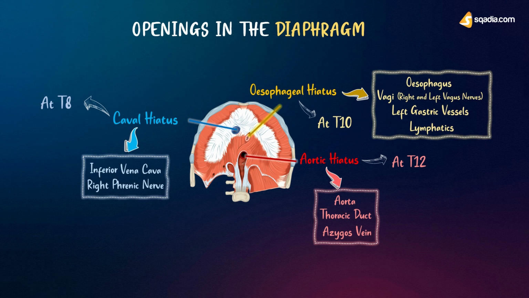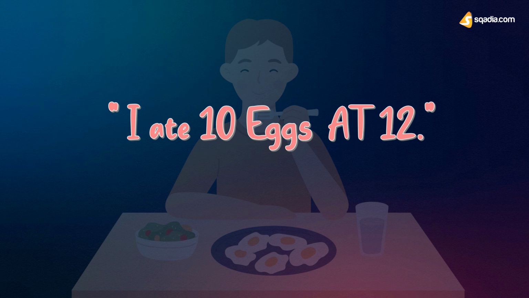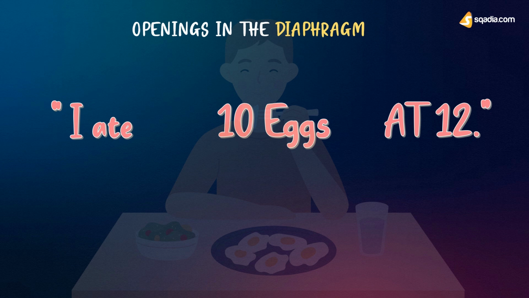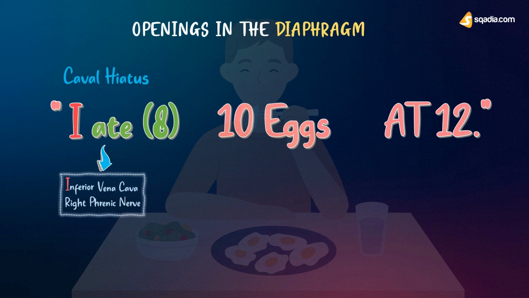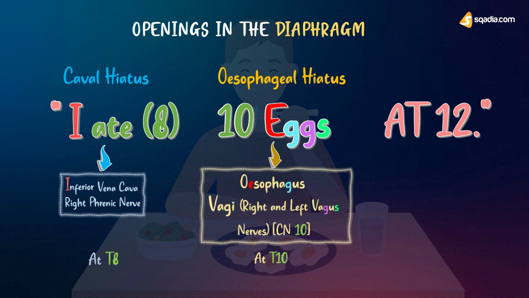Now, you must be thinking right now, what if I end up mixing these? Worry not, because I have another famous mnemonic for you, and that is, I ate 10 eggs at 12. I ate is for the caval opening, where I is for inferior vena cava, and 8 is for the 8th thoracic vertebra. 10 eggs is for the esophageal opening, where 10 is for the 10th thoracic vertebra, and eggs is from esophagus and vagus.